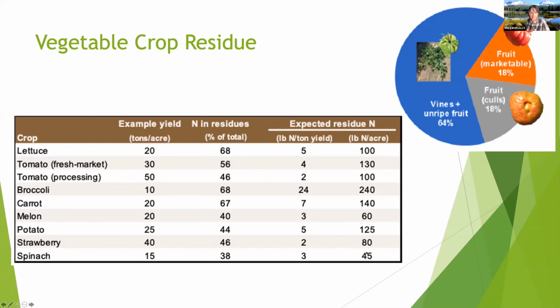We have included in that document we've been referencing a table with some estimates of residue. So if we take broccoli, which can have tremendous amounts of residue, especially on the coast where that is prime broccoli growing conditions. And so this is an example yield of 10 tons per acre, and how much N content is in that tissue, or 68% of the total N that was put into that crop still remains in that residue. That's a lot of leftover nitrogen.